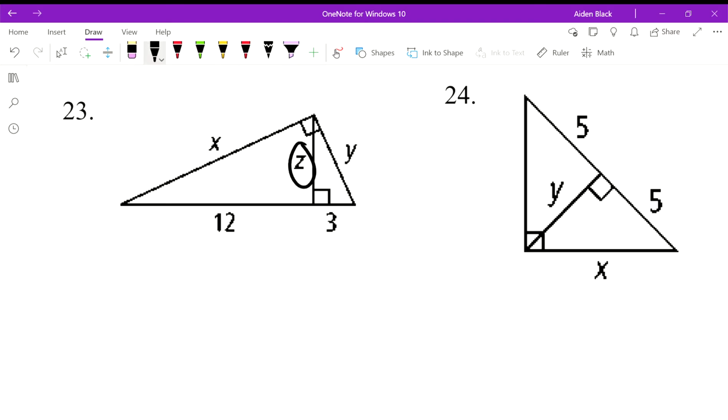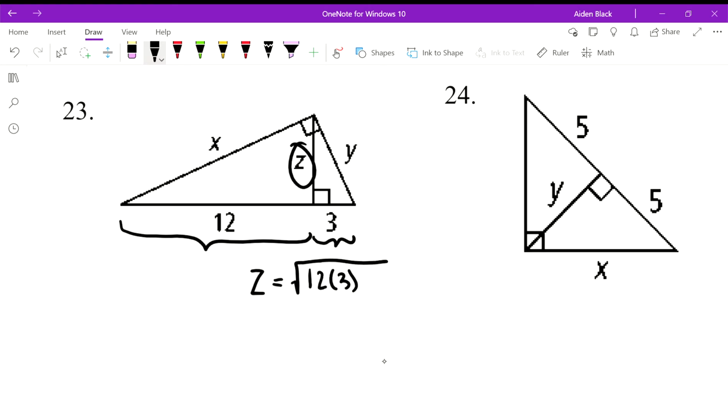So I think the easiest to find is this one, the altitude. Just like if you're doing question 24, you probably want to start with the y, since it's the altitude. You can tell it's the altitude because of this line. All that it is, if you were to put it in a formula, is the square root of these two segments of the hypotenuse multiplied together, 12 times 3. Z is equal to the square root, evaluate it, 36, because you know the square root of 36.